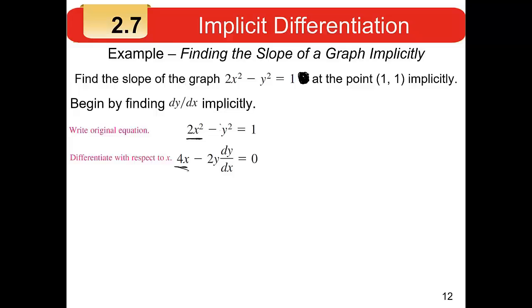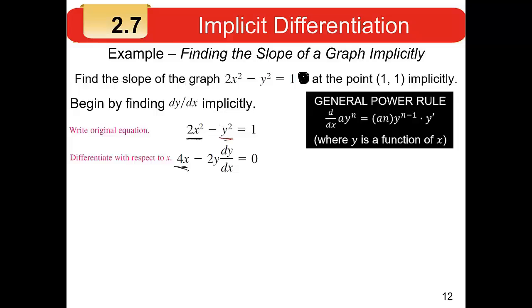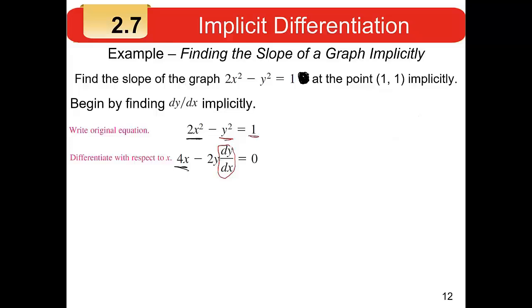The derivative of y squared, there's a y in it, so you've got to use the general power rule. You take 2 times y to the first, which is just 2y, but then you have to multiply by dy over dx because y is a function of x. And then, of course, the derivative of a constant is just 0. So take the original equation, differentiate both sides with respect to x.